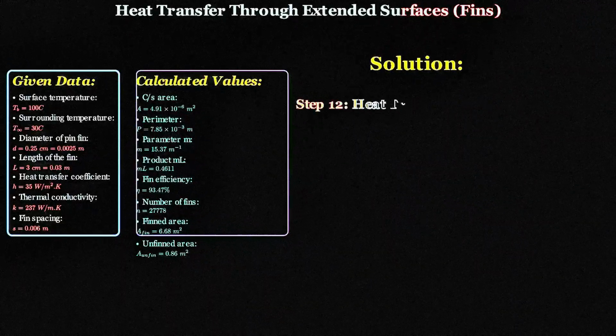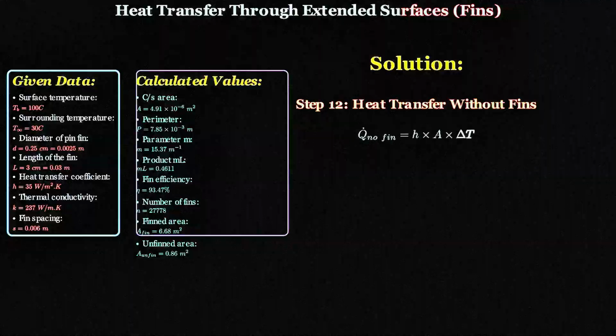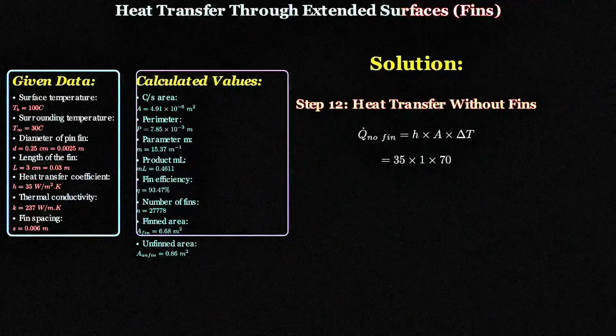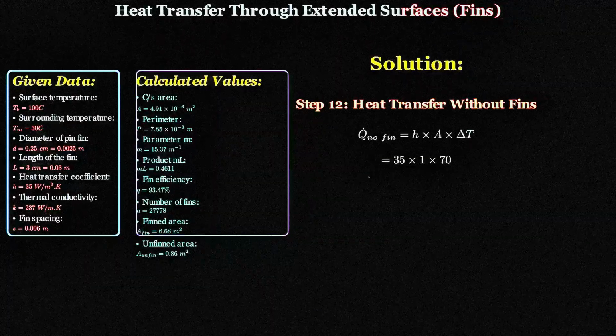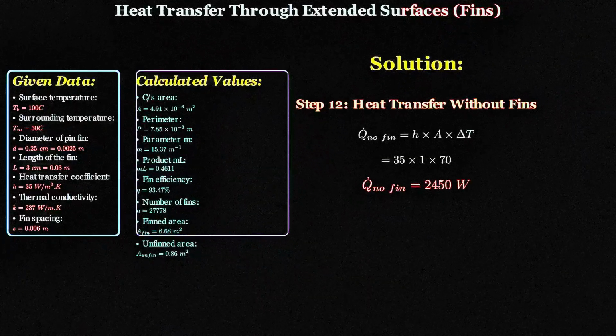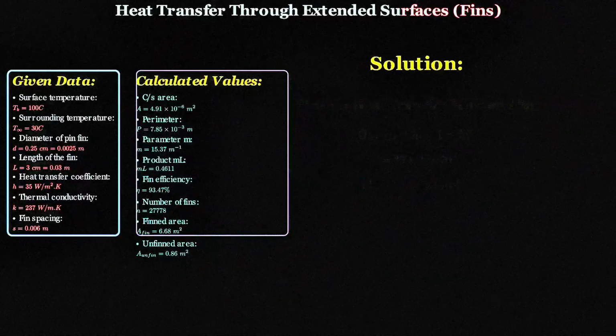Step 12. Calculate the heat transfer without fins for comparison. If we had no fins, the heat transfer would simply be Q dot no fin equals h times A times delta T. That's 35 times 1 times 70. This gives us only 2,450 watts. Now you can see how much the fins help.